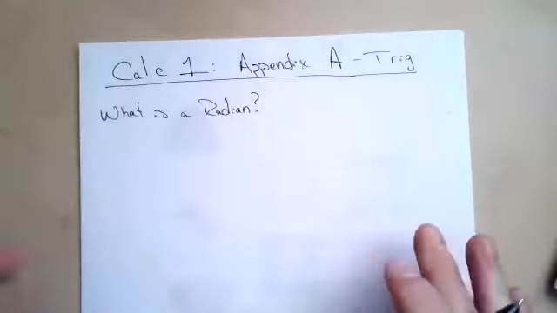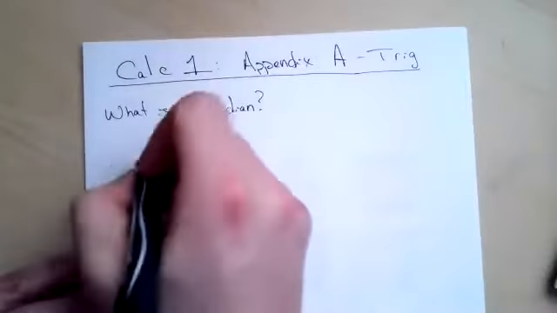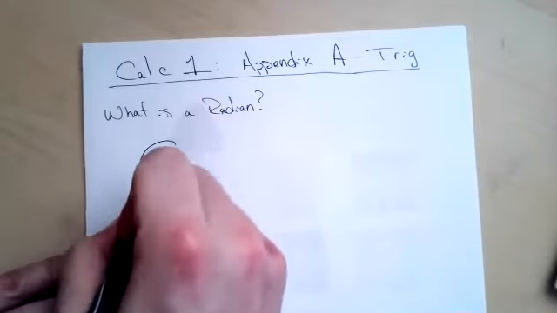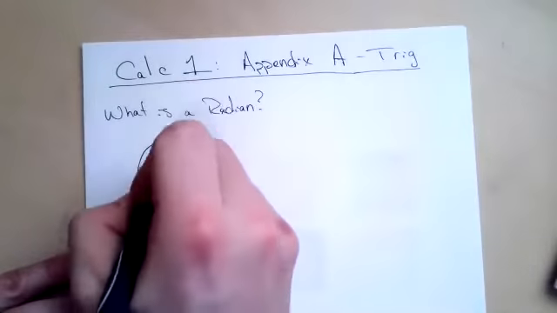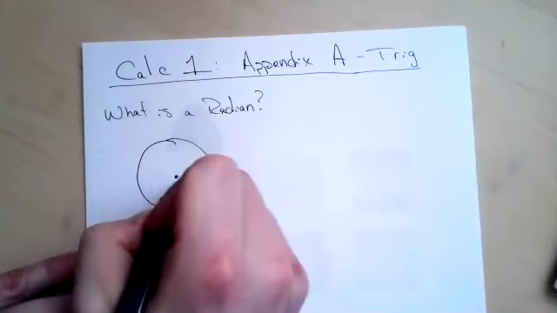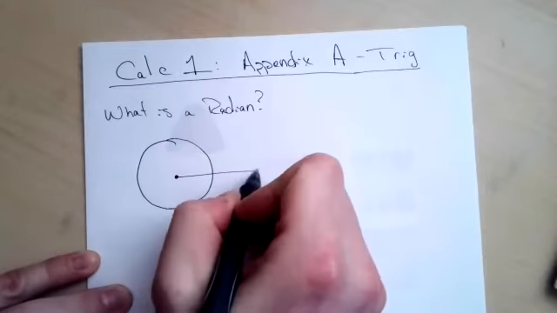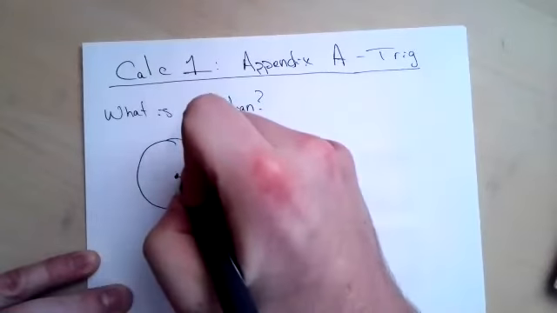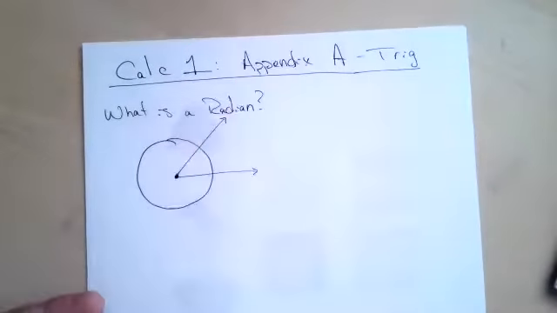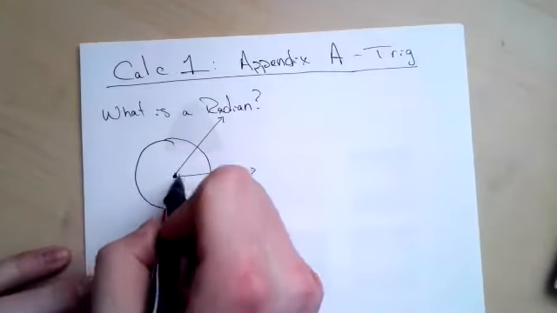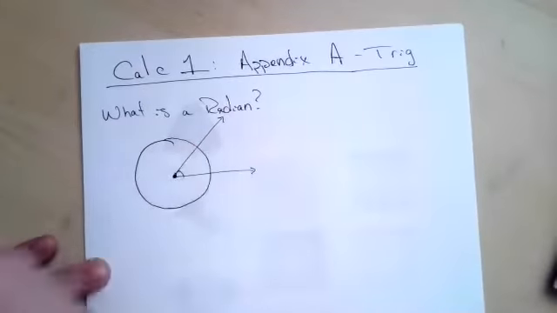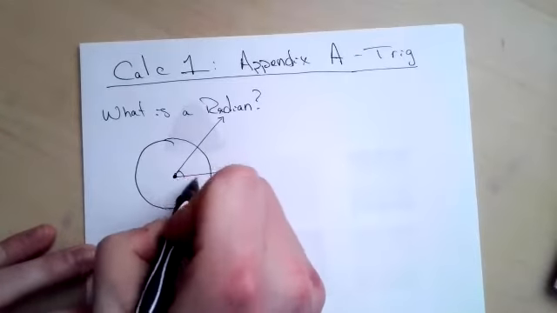And why do we measure things in radians? So what is a radian? A radian, if we are given an angle, so what is an angle? An angle is drawn by 2 rays. So if we have 2 rays with a common vertex, we create an angle. And what is a radian?